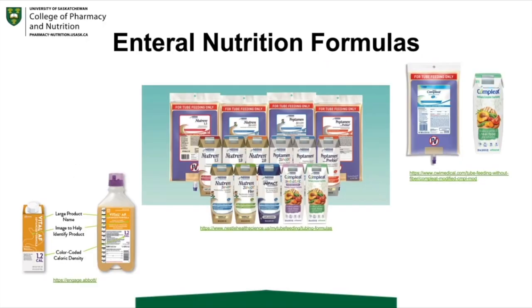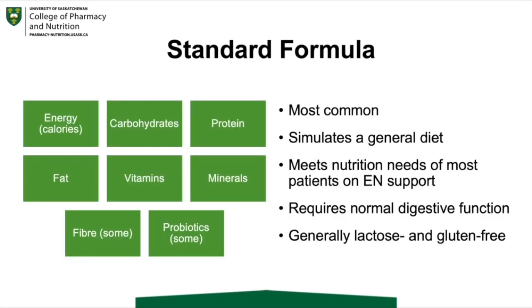Now that we know what enteral nutrition is, why it is used, and how it is administered, it's time to take a look at what goes through the tubes, enteral formula. As you can see on this slide, there are many different types of formulas. The most common type is a standard formula that mimics a general diet. These formulas have varying amounts of energy, protein, and other nutrients seen on the slide. They are usually lactose and gluten-free. Standard formulas meet the nutrition needs of most patients on EN support.